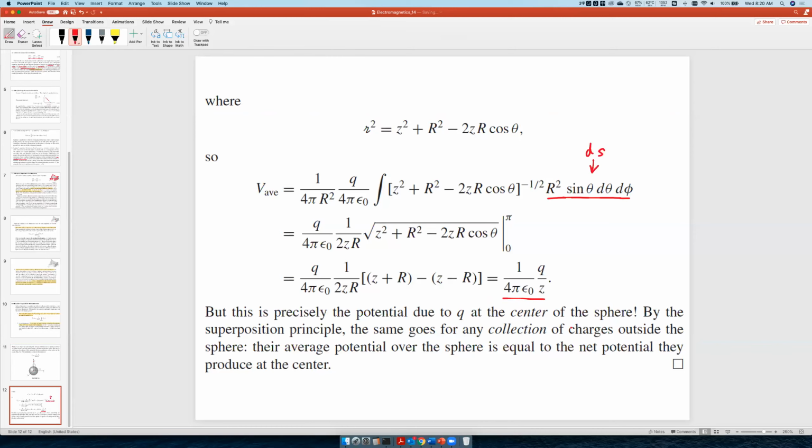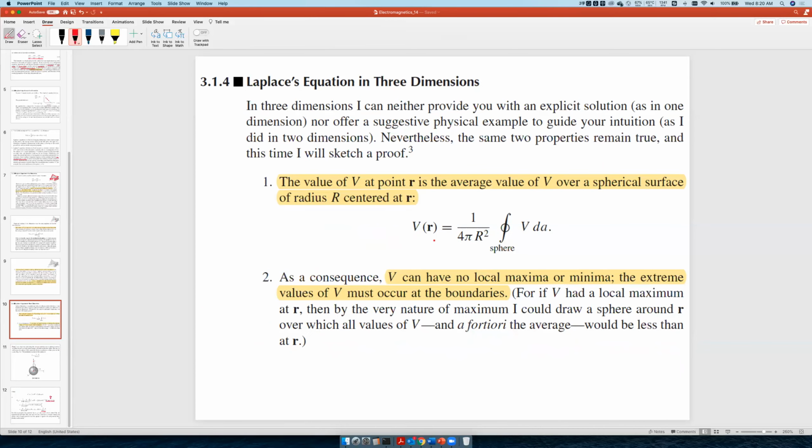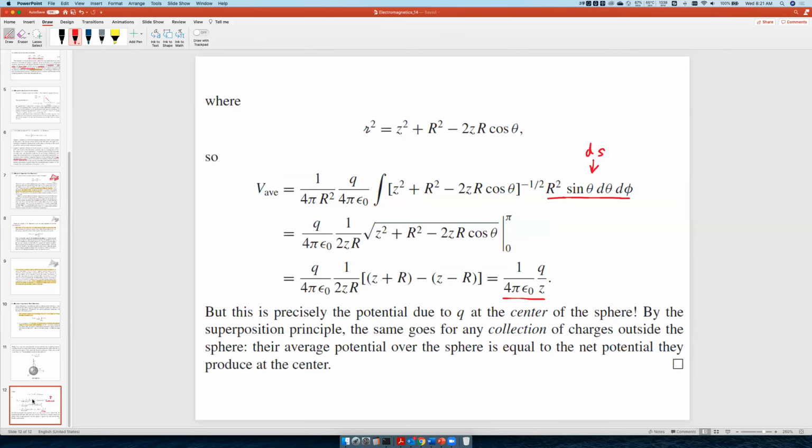However, due to the superposition principle, the same goes for any collection of charges outside the sphere. Their average potential over a sphere is equal to the net potential they produce at the center. So you have proved feature number 1. Once feature number 1 is proved, then the second feature is, of course, true, because the second feature can be derived directly from the first feature. So that's the proof for the two features of the three-dimensional Laplace equation.